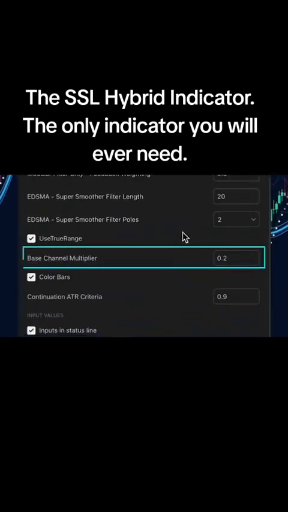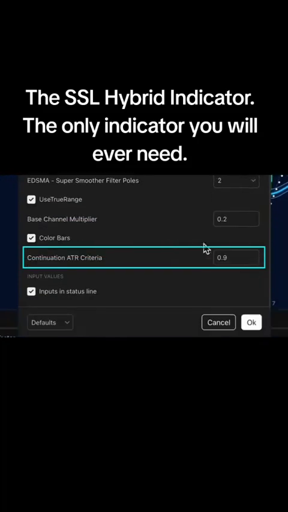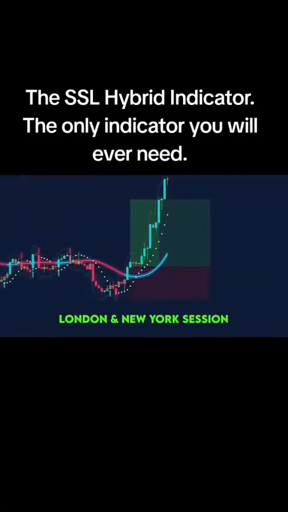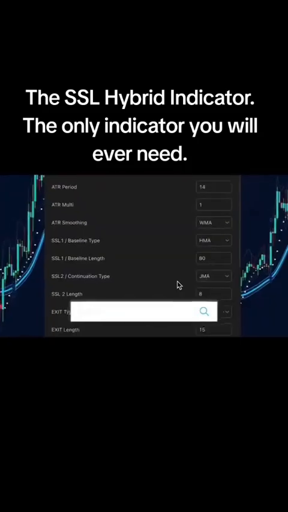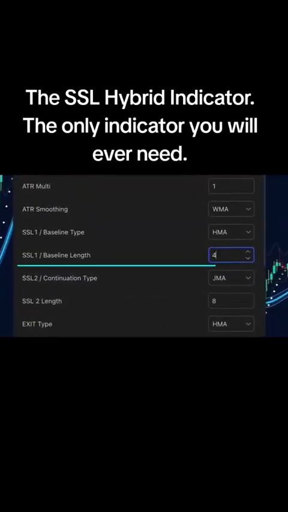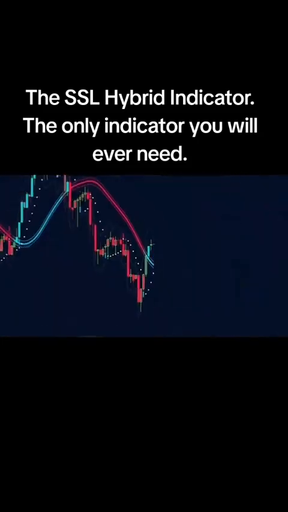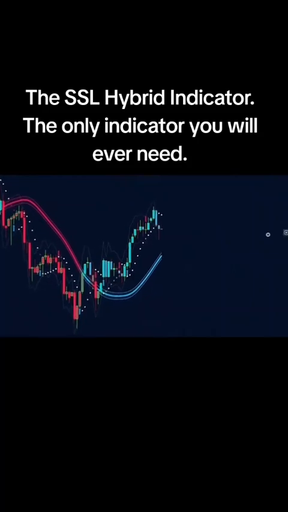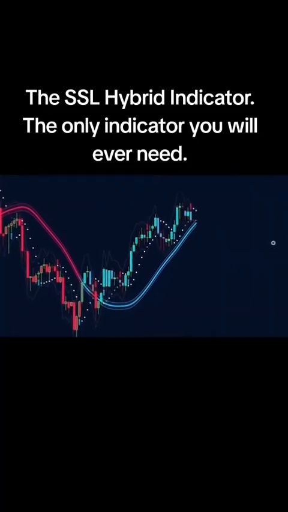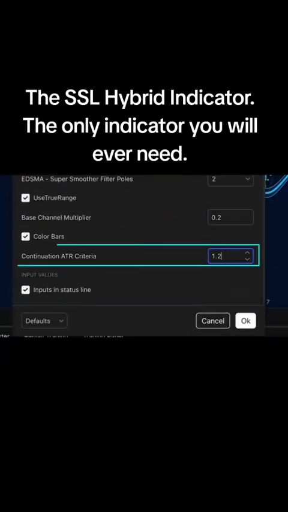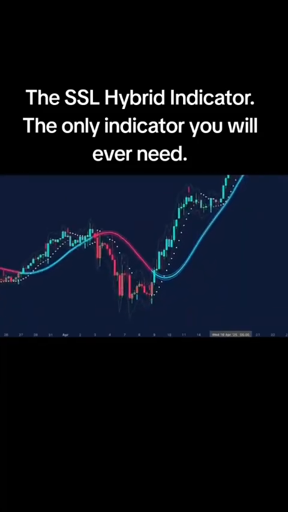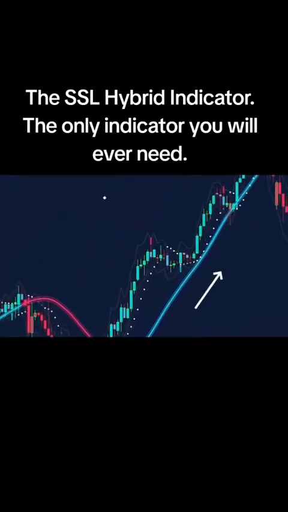fakes. Keep your Keltner multiplier at 0.2 and ATR criteria at 0.9. These settings work perfectly during London and New York sessions. For gold trading, you'll need something totally different. Drop your baseline length to 45 and SSL2 length to 3. Gold moves fast when it moves, and these settings catch those explosive breakouts early, but increase your ATR criteria to 1.2. This filters out gold's famous fakeouts while keeping you in the real moves.